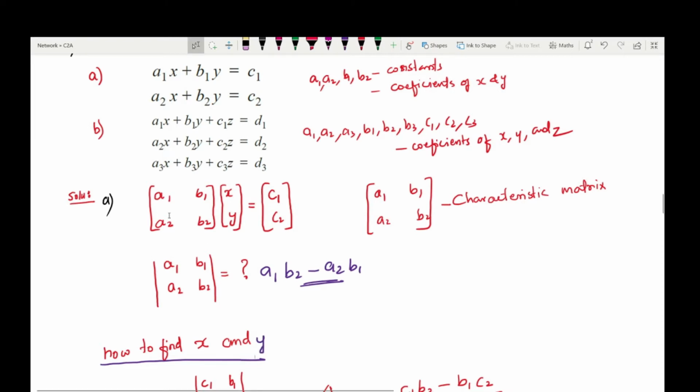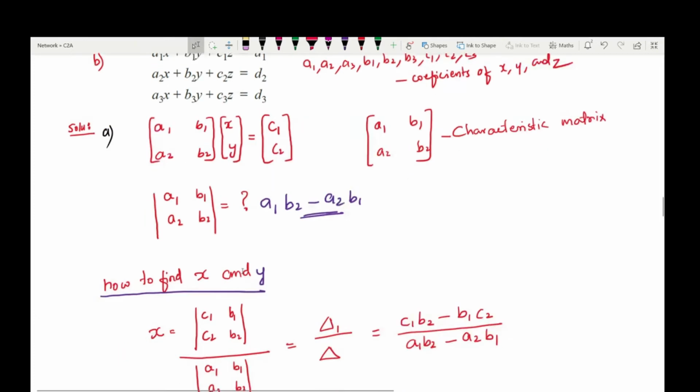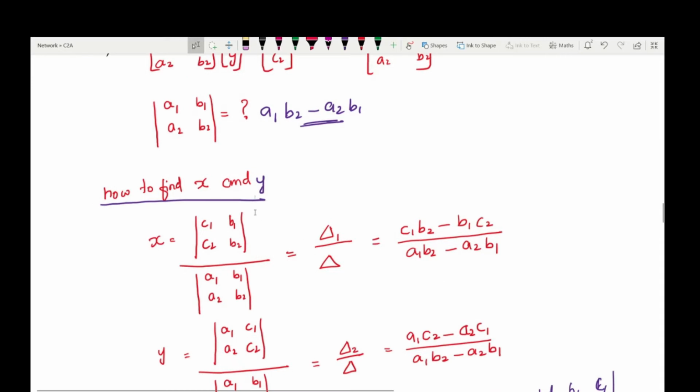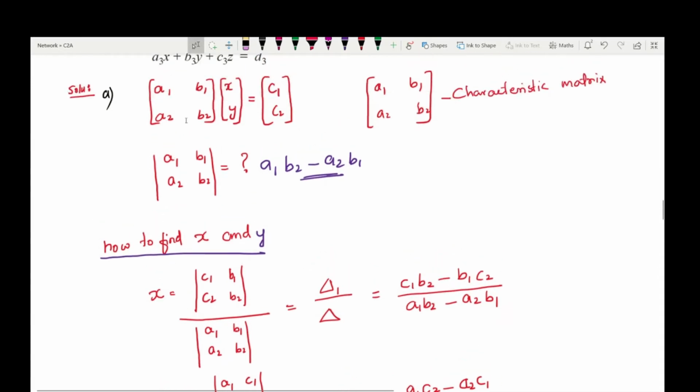The solution method is simple. Here the number of variables is 2. So we need to calculate only the determinant of 3 matrices and apply some rule, which is sufficient for finding the value of x and y. So we know this is the matrix of constant coefficients corresponding to the variables, or characteristic matrix. That determinant we can call delta. Whenever we see delta, it indicates the determinant of this coefficient matrix, that is a1 b2 minus a2 b1 in this case.